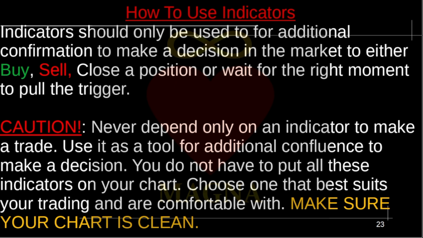You do not have to put all these indicators on your chart. Choose one that best suits your trading and one that you are comfortable with. Make sure your chart is always clean. A lot of beginner traders have a lot of indicators on their charts in hope that these indicators will give them 100% accuracy on their trades and they will get rich in no time. But in trading reality, this is not true. Indicators can only be used as additional confluence to make a decision on whether to either make a trade, close a trade, or wait for the right moment to open a trade.